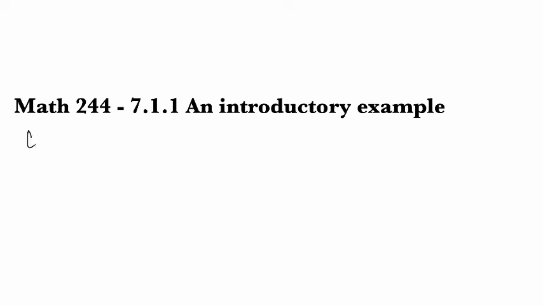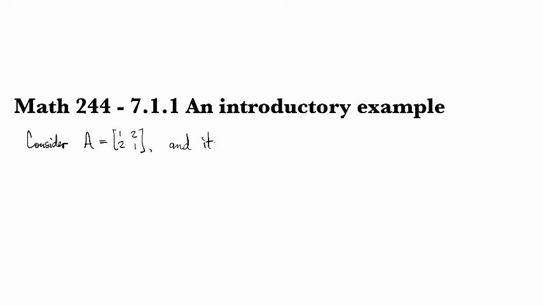So let's consider a 2 by 2 matrix. We'll keep it nice and simple. We'll look at 1, 2, 2, 1. And suppose that we want to multiply by this matrix repeatedly. We'll talk later on about why you might want to do such a thing and why it makes good sense to do that.